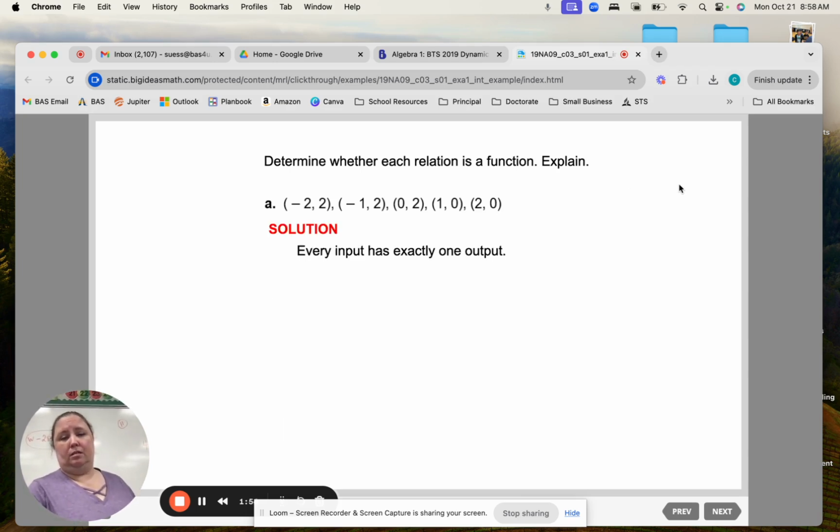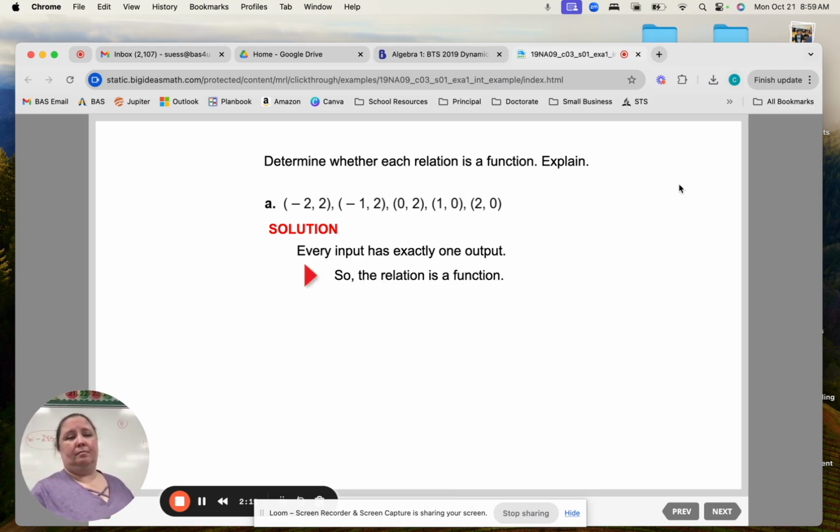So for instance, every input on A has exactly one output. If I put in -2, I get 2. If I put in -1, I get 0. If I put in 0, I get 2. If I put in 1, I get 0. If I put in 2, I get 0. So you have exactly one input and one output. It'll make more sense when we put this into a formula, guys. So let's look at the next one real quick. Don't have to write anything down right now.